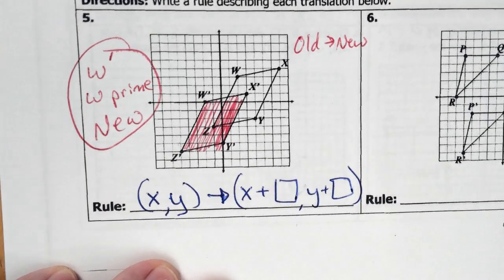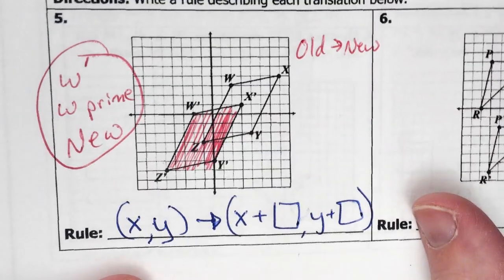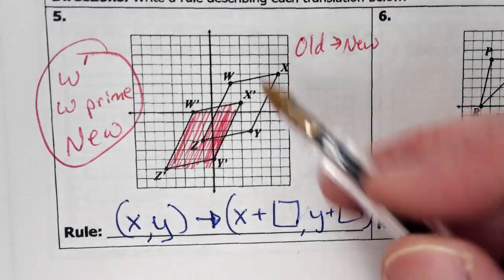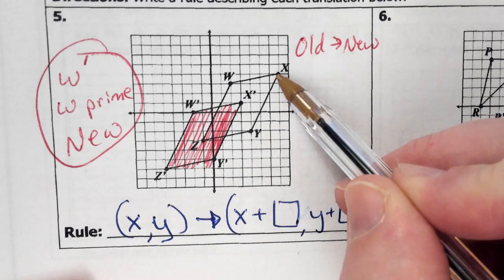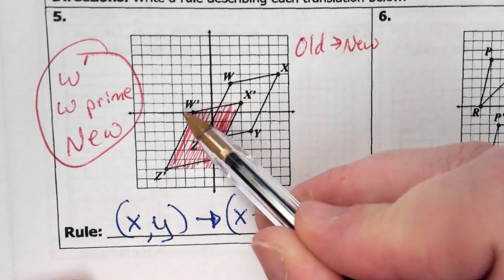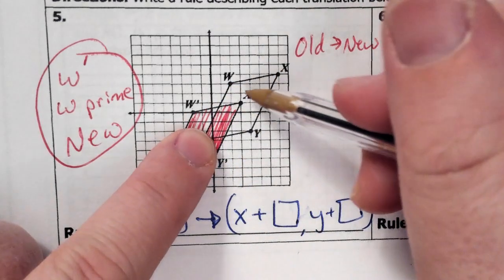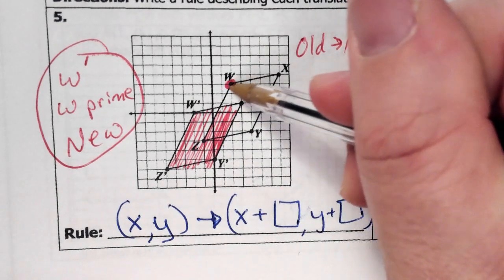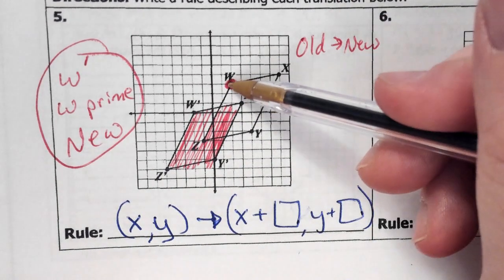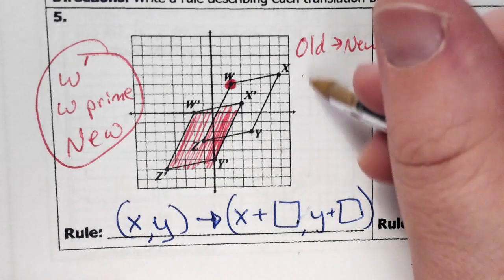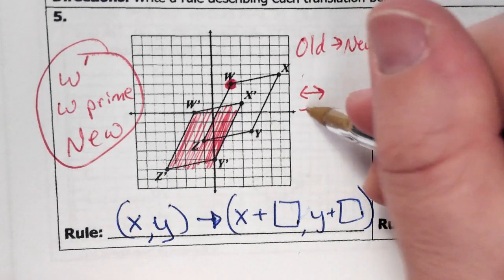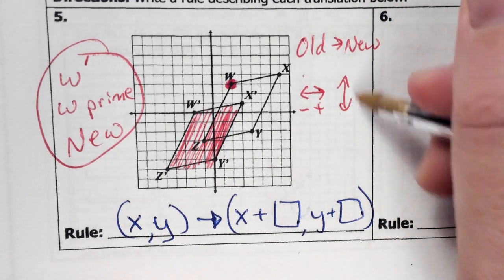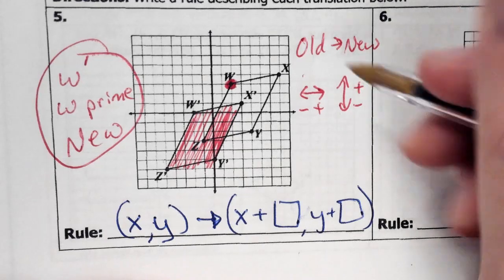So the question is, how do you get from the old shape to the new shape? So you just need to pick one of these coordinates, one that's mostly out of the way. It doesn't matter which one. So how do I get from x to x prime or w to w prime? I want to know, how do I get from the white one to the red one? So starting at the original, in this case W, did you go right or left? And did you go up or down? That's the order that you're supposed to do this.